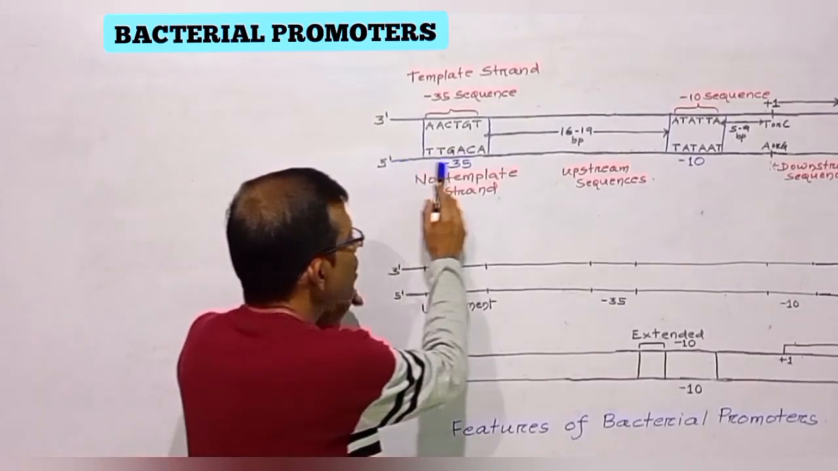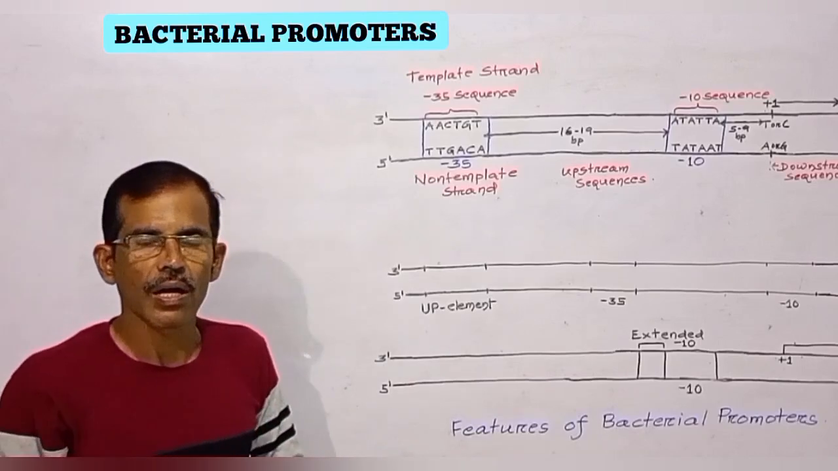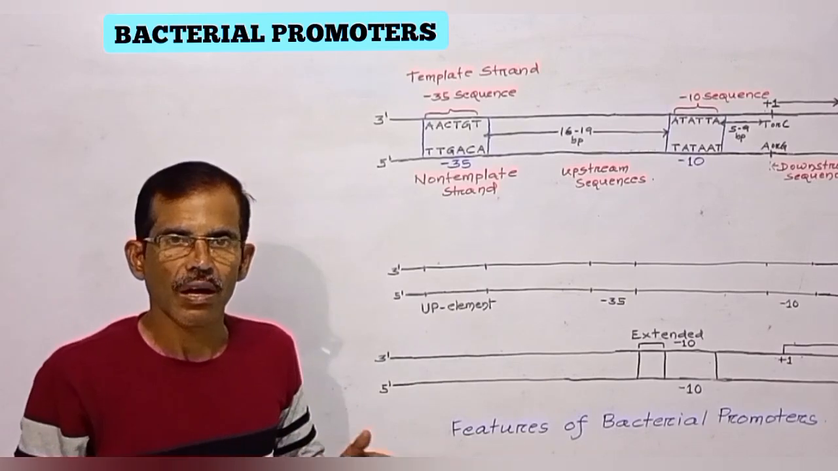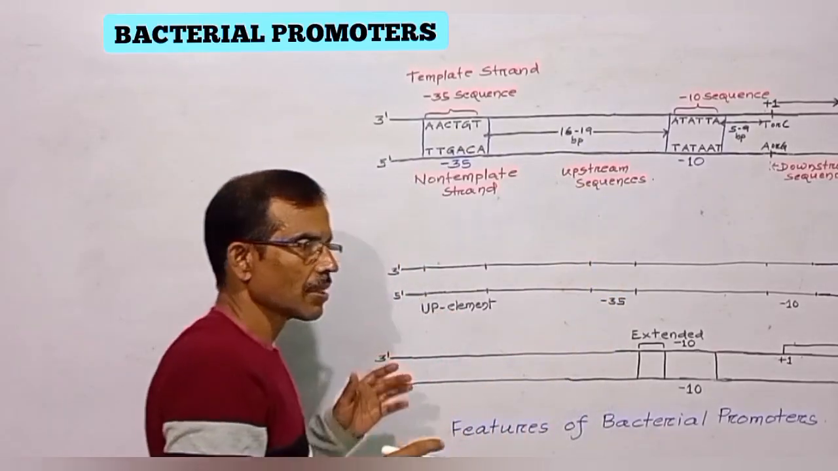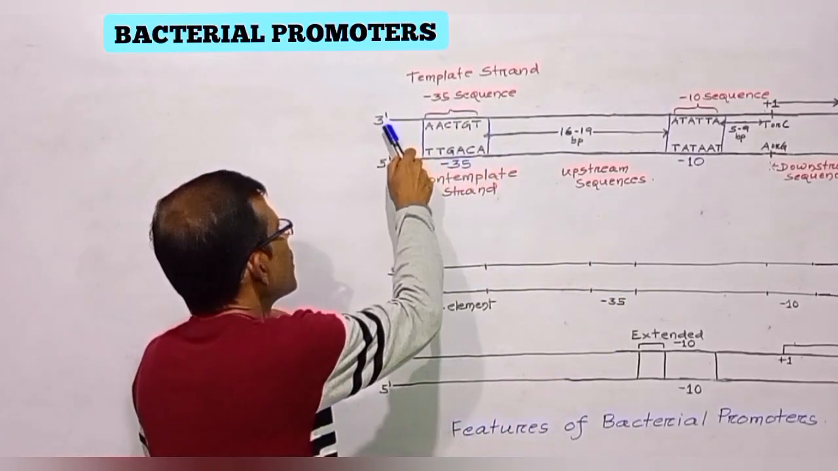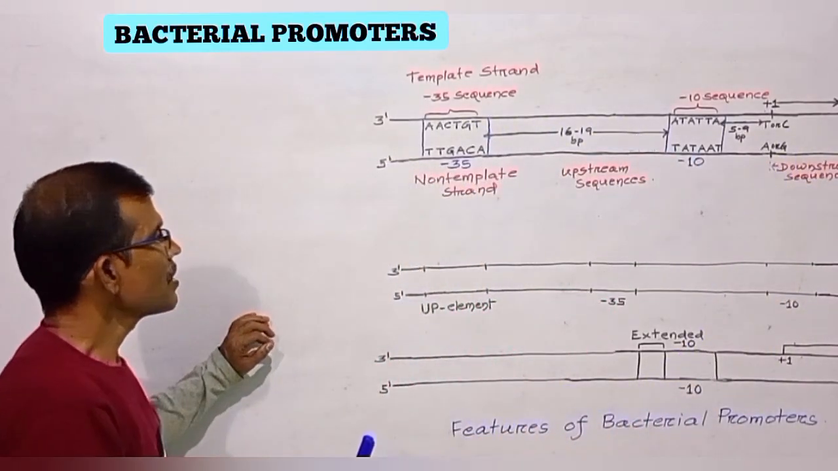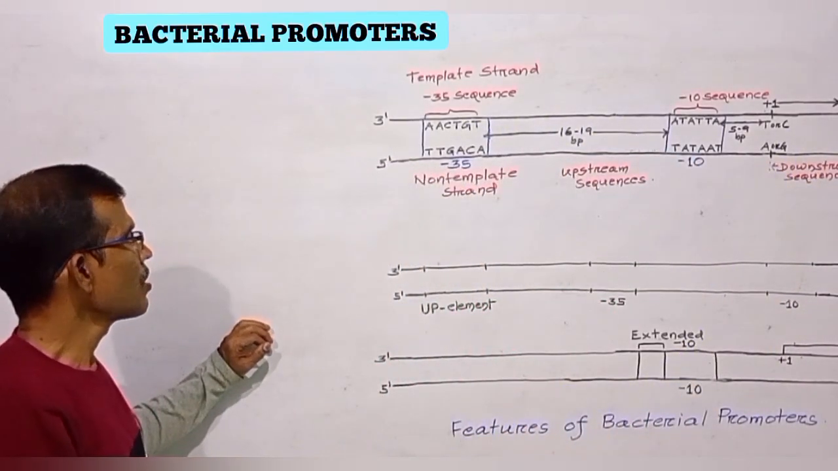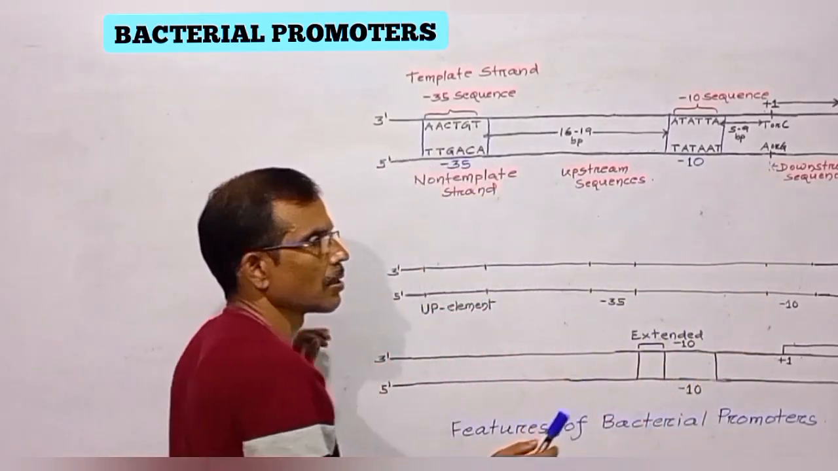The other strand is the non-template strand or the coding strand or the sense strand. Both the strands run in opposite directions. The template strand runs in 3' to 5' direction, whereas the non-template strand runs in 5' to 3' direction.